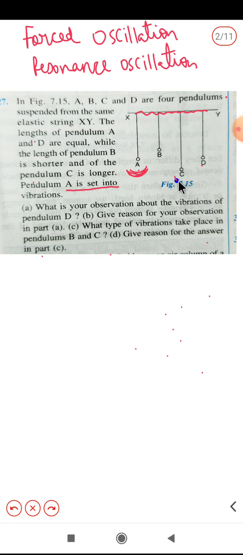Only D will vibrate with the same amplitude as that of A, because the length of D is equal. Sorry, not C but D, my bad. Because their length is equal, they will have resonance and they will execute the oscillation with the same, maximum amplitude. So, what is your observation about the vibration of pendulum D? D will oscillate with the maximum amplitude.